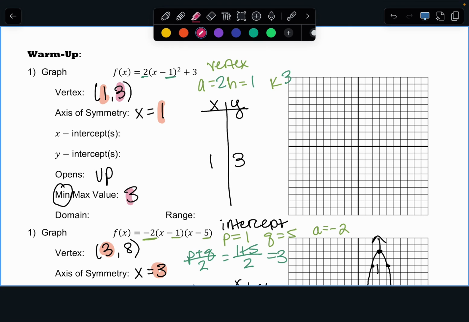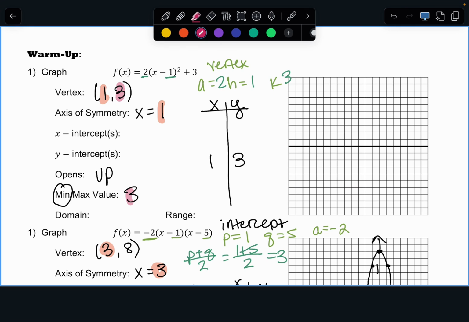Can you just write 3? Yeah. That's as low as my graph goes, 3. If it said minimum point, you would say 1, 3. But this is really like the minimum occurs at 3 when x is 1.